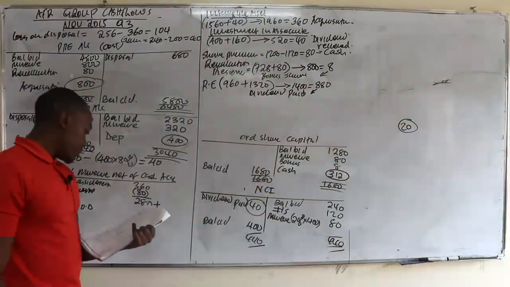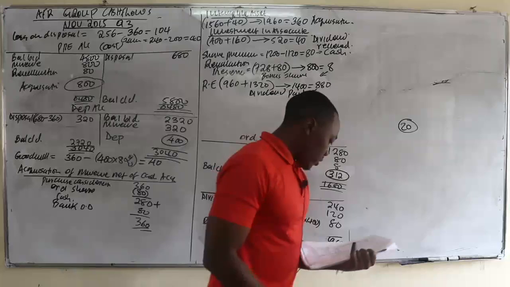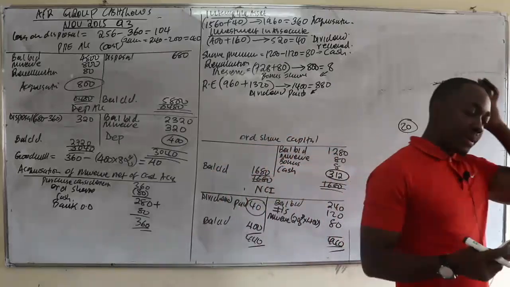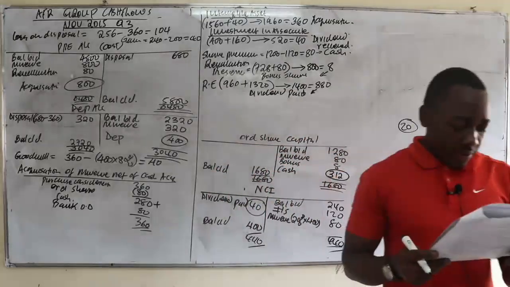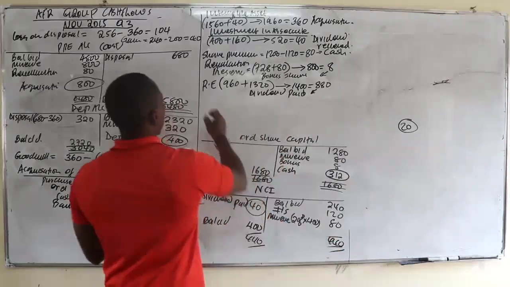NCI, good. Now that's all about equity. Now let's go to the non-current liability. Non-current liability, what do we have? Debentures. How much was the opening balance?